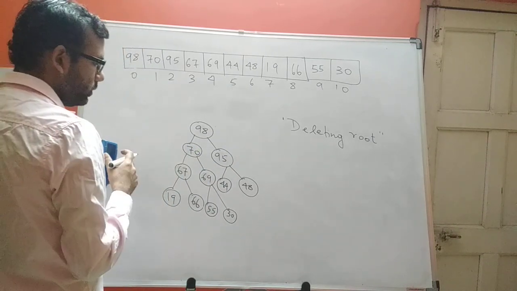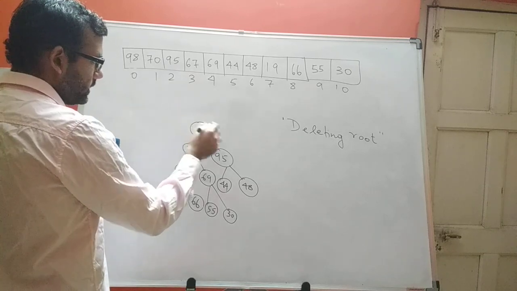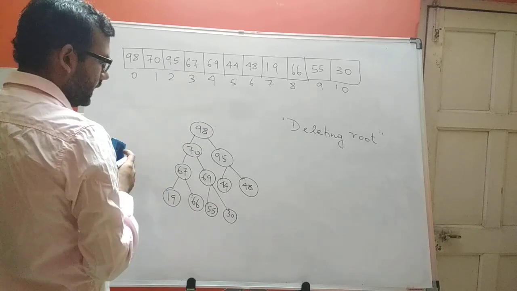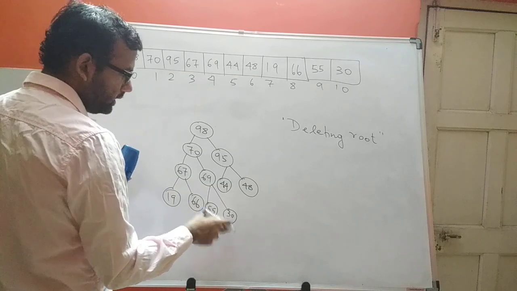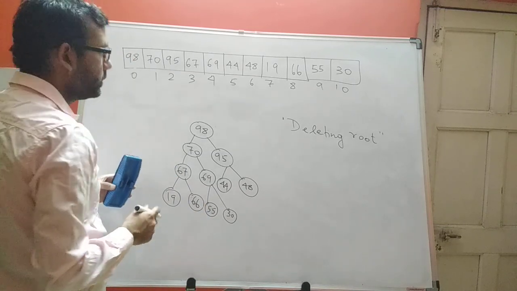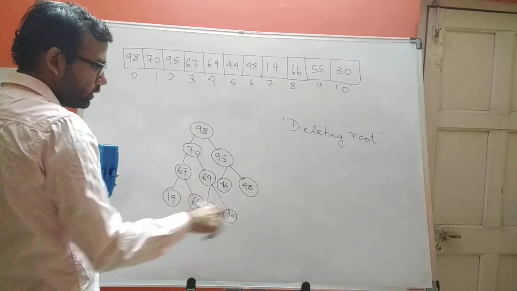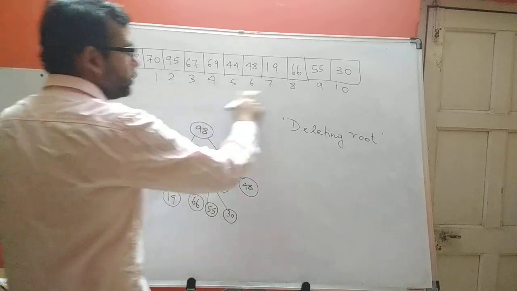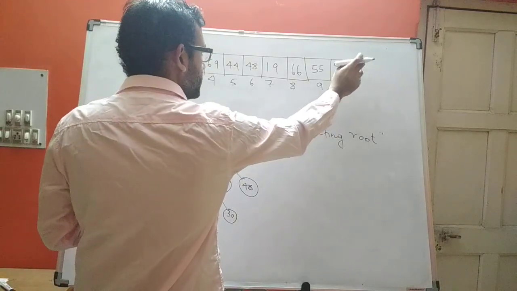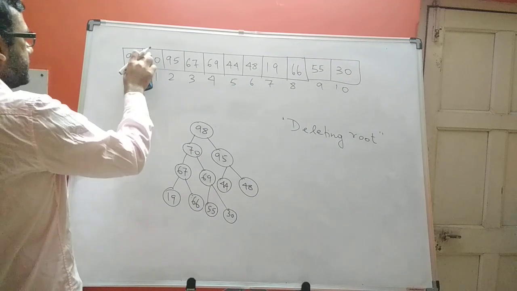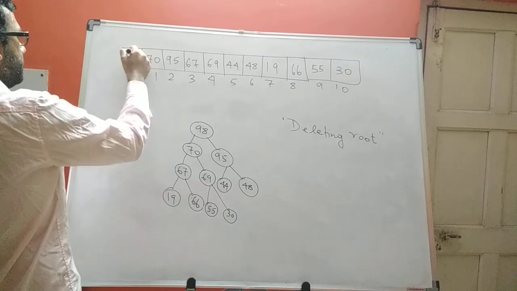So how do I delete the root node? I would take the root node. What is the root node here? 98. So I would take the root node and I would replace it by the last node in this heap. What is the last node in this heap? The last node in this heap is same as the last node in the array. The last node in the array is 30. So I'll replace 98 by 30.